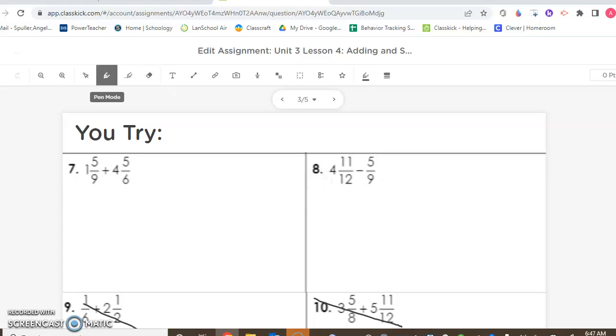All right, so for this first one, remember, I like common denominators first. So to do that, I'm going to take 5/9 and I'm going to turn it into 18 because 9 times 2 is 18 and 6 times 3 is 18. So that's going to get me 10 over 18. What does that mean? Whole number stays the same, 10 over 18.